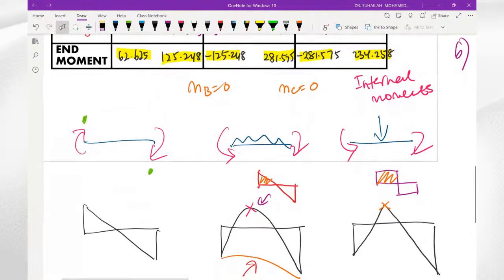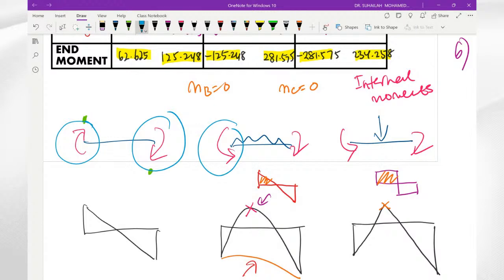Basically, from the moment sign, from the moment direction that we get, we can sketch the bending moment diagram directly. We just need to look at the sign for each moment. MAB is positive, so we put a positive direction for AB, and another positive at the other end. For BC, we get negative, so this is negative direction. For CB, positive. For CD, negative. And for DC, positive.